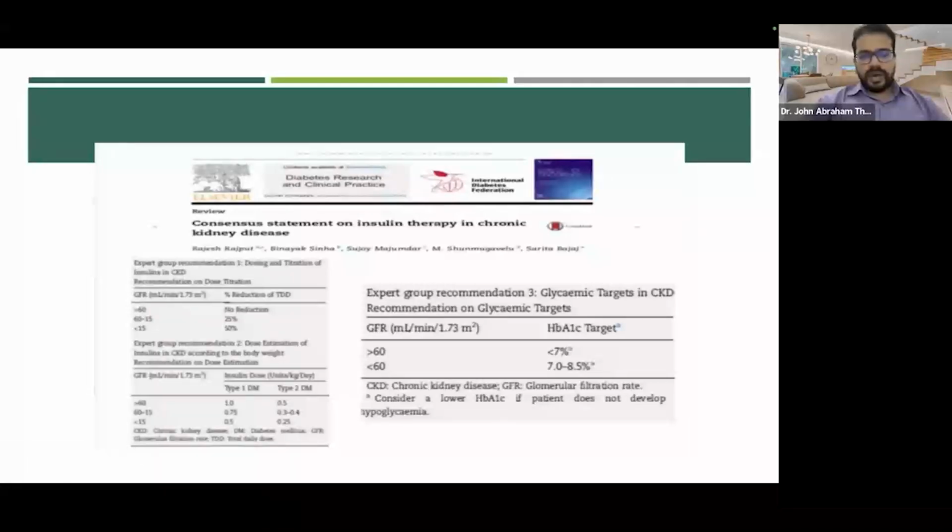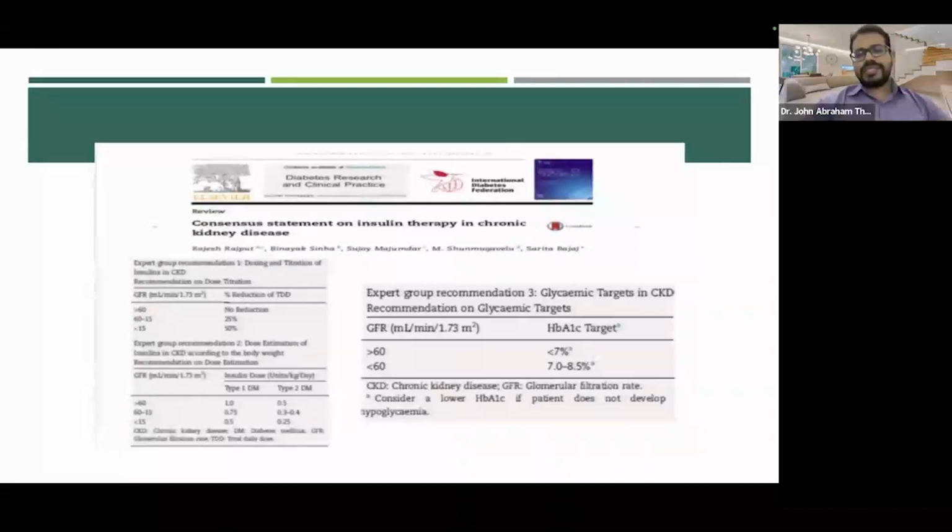So in type 1 and type 2 diabetes also, you have a dose reduction when the GFR is less than 60. Type 1 diabetes, you continue 1 unit per kg per day. Type 2 diabetes, 0.5 unit per kg per day. 60 to 15, you reduce the dose by 0.75. Less than 50, it becomes 0.5 in type 1 diabetes. And type 2 diabetes, 60 to 50, it is 0.3 to 0.4.